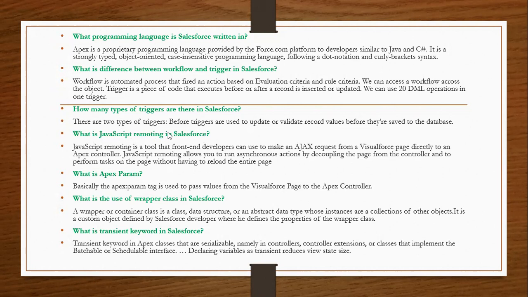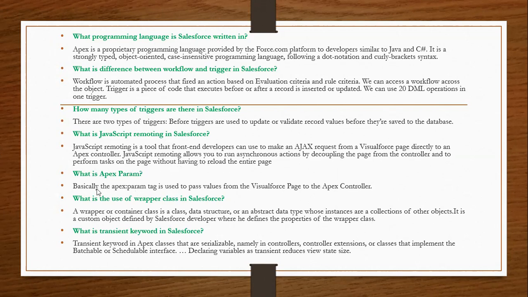Next question: what is JavaScript remoting in Salesforce? JavaScript remoting is a tool that a front-end developer can use to make an Ajax request from the Visualforce page directly to an Apex controller. JavaScript remoting allows you to run asynchronous actions by invoking the page controller and performing tasks on the page without having to reload the entire page.